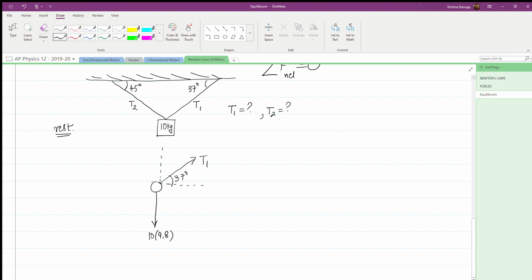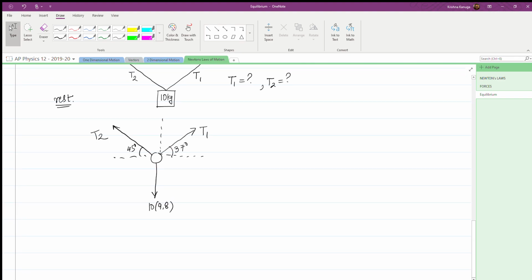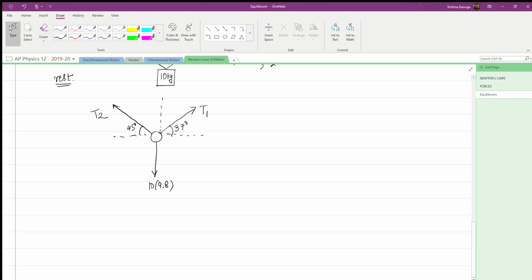Now we have a second force, the third force, which is T2, and T2 makes an angle of 45 degrees with the horizontal as shown. So these are our three forces, and what we want to do is apply the idea of equilibrium. Now you see that these forces are not all pointing in the same direction, so we have to use vector algebra to figure out how to go about solving them.